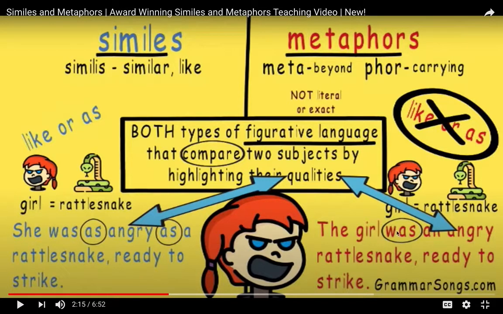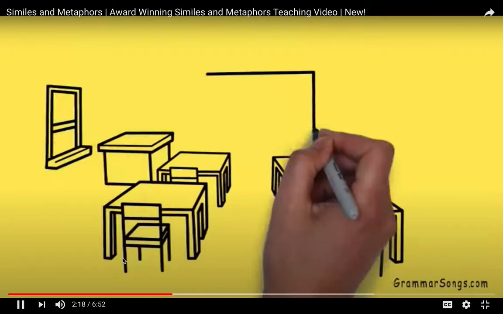So it does the same thing. Metaphors and similes do the same exact thing. They compare two different objects together, but they do not use similar wording. So whenever you see like or as, and two things are being compared to one another, that is a simile. Whenever you see two objects being compared to one another, saying it was this or it is this, then that is a metaphor. We see that this is not a simile, but a metaphor.